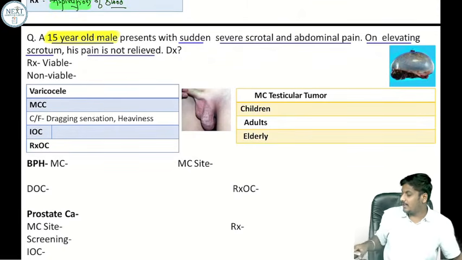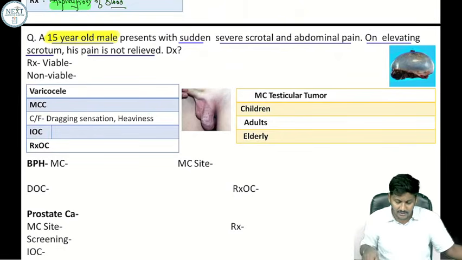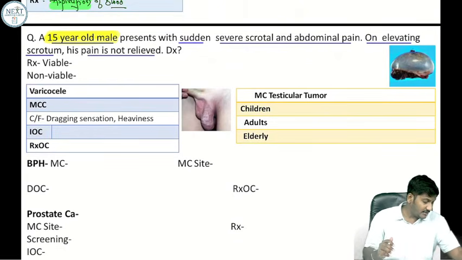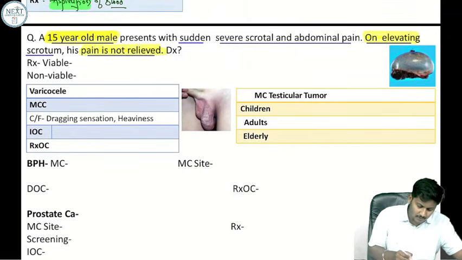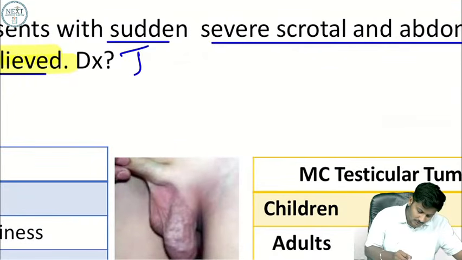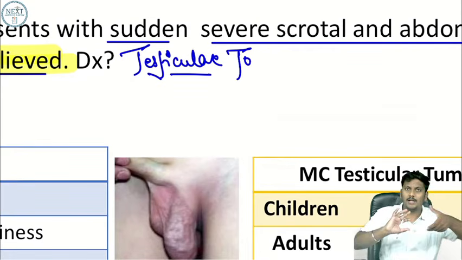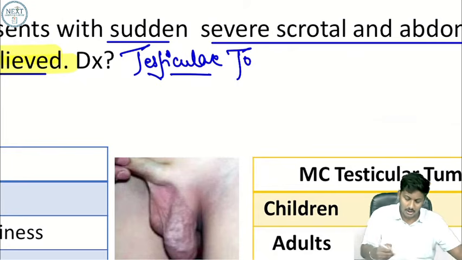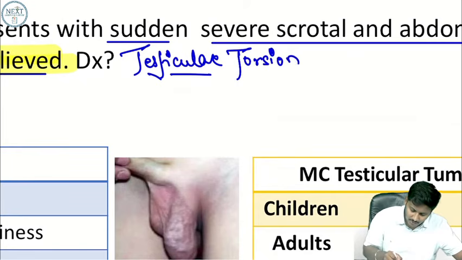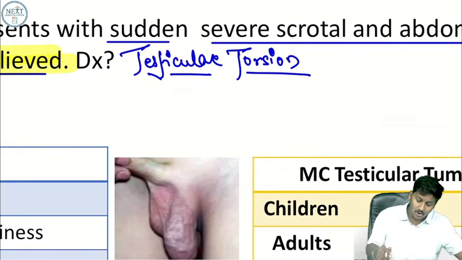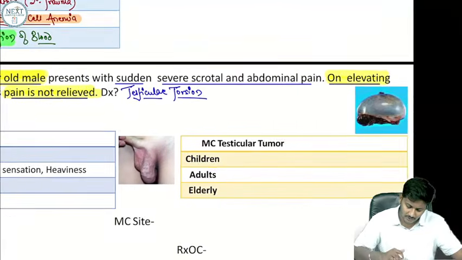Clear? So the pain is not relieved or rather the pain worsens whenever it is a case of testicular torsion. So as here they are saying beta, the patient on elevating the scrotum, pain is not relieved or rather the pain worsens. That means we know it is a case of testicular torsion beta. And what happens in testicular torsion? We know beta, either the spermatic cord or the testis undergoes a twisting or malrotation. And whenever the testis or the spermatic cord undergoes twisting or malrotation, obviously the blood supply of the testis is going to suddenly stop.